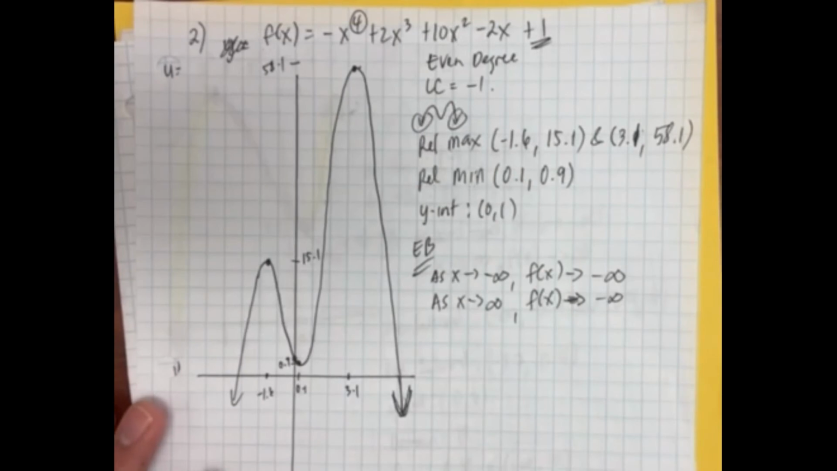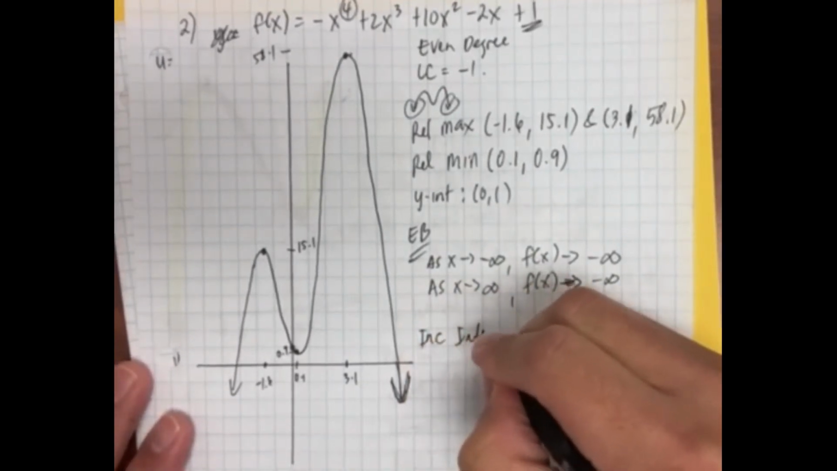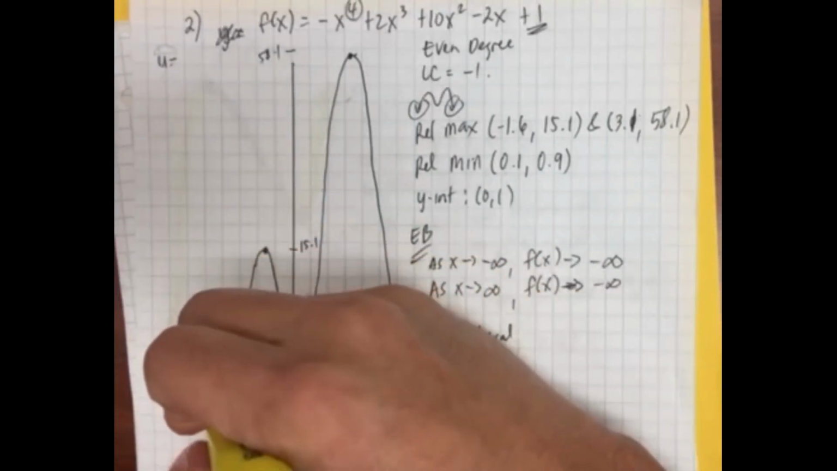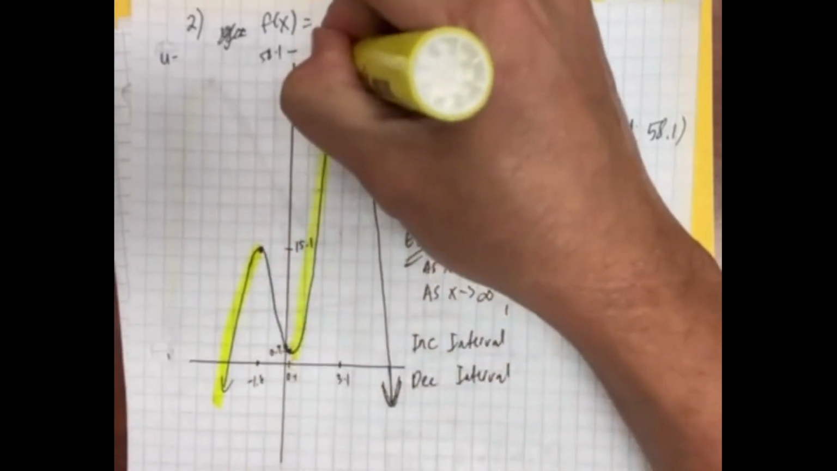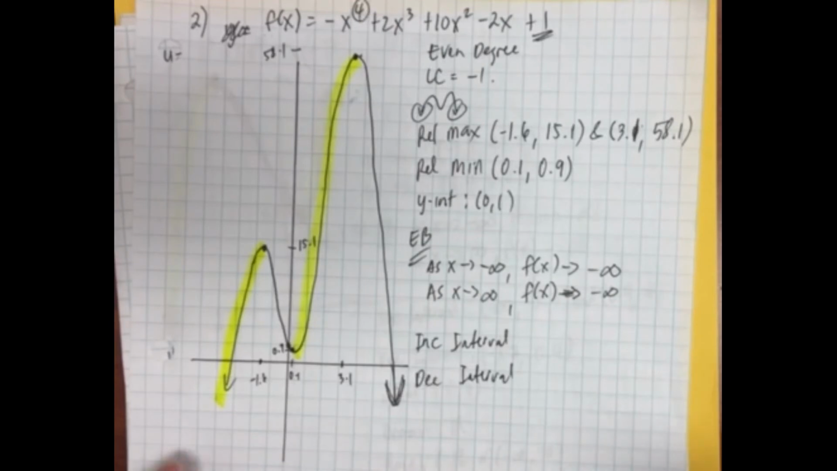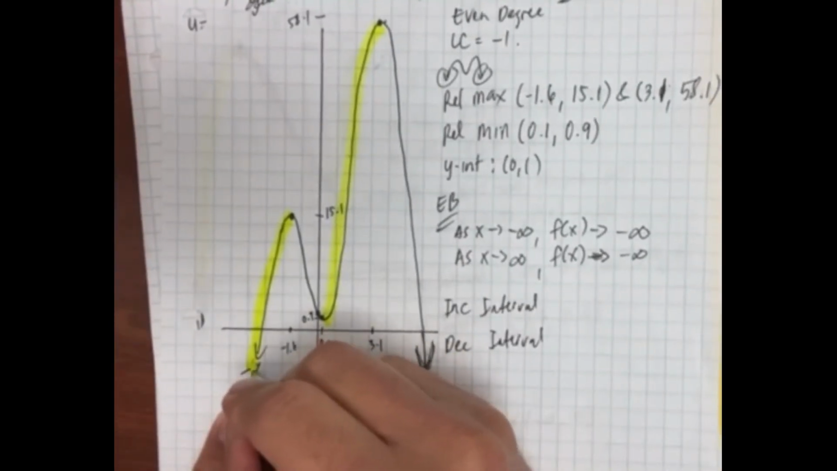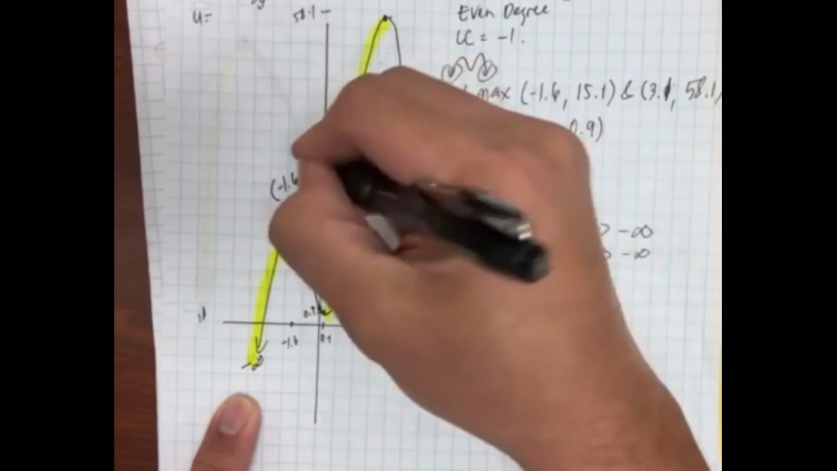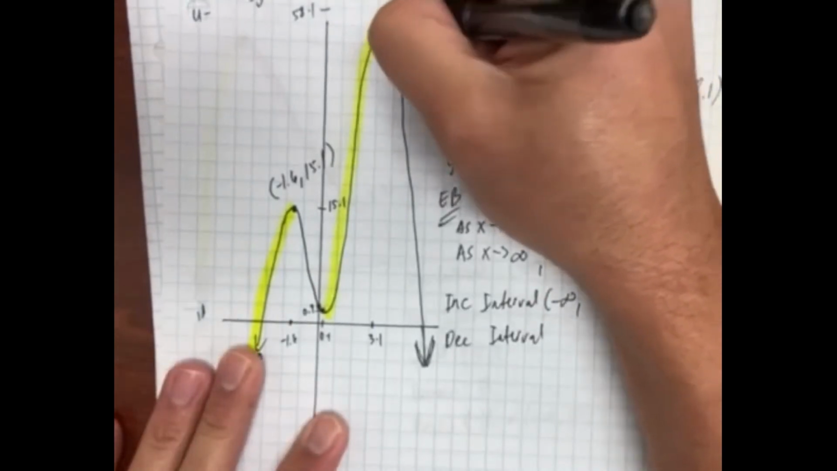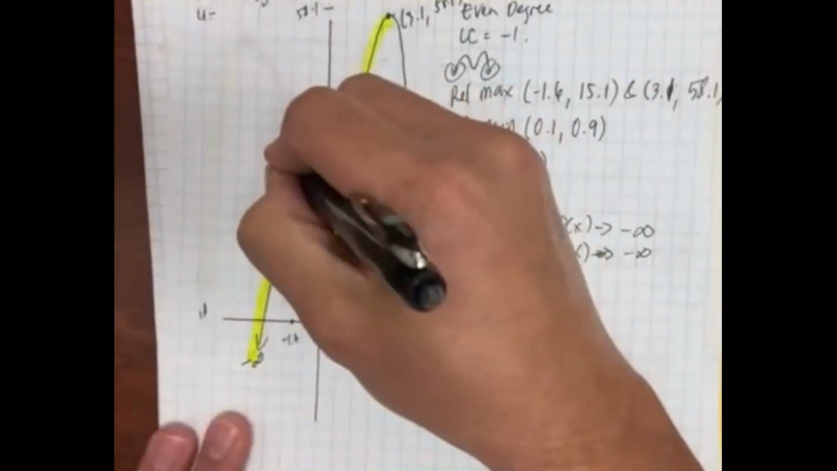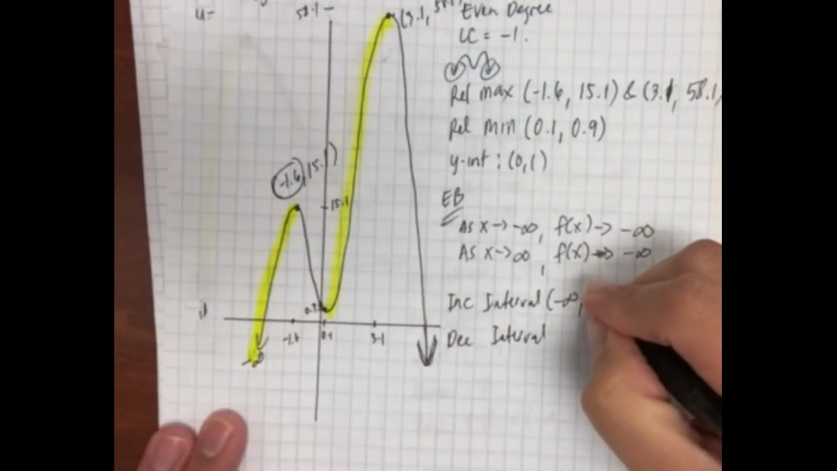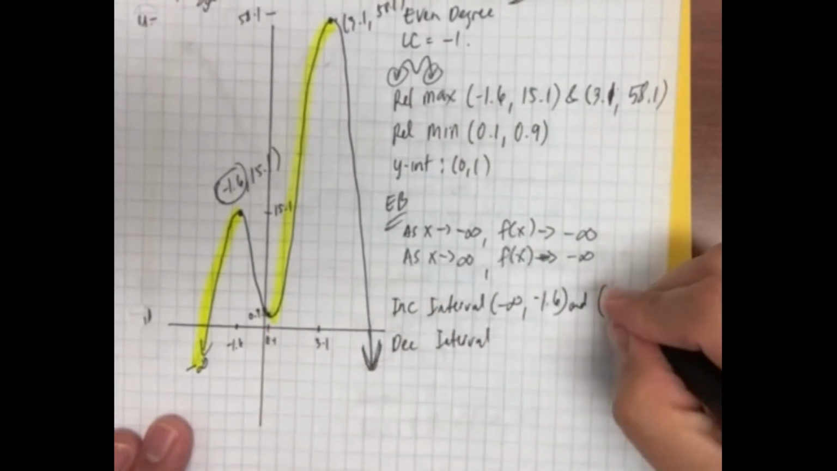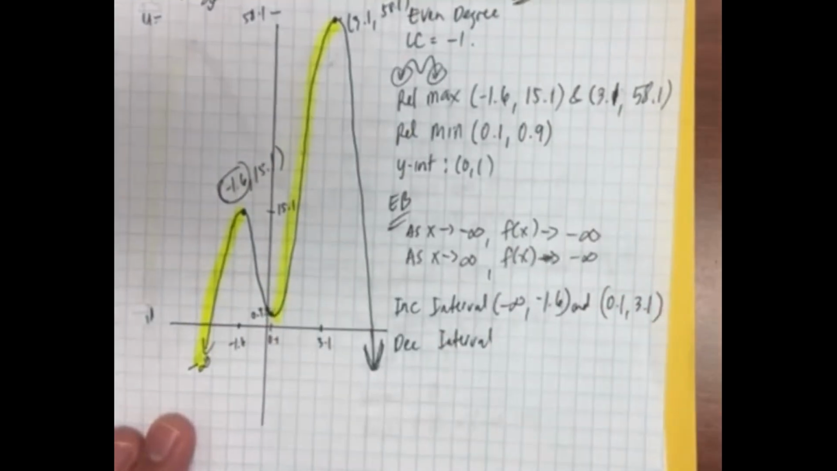Okay? Now, how do we find the increasing interval and decreasing interval here? So again, the parts going up, in the highlighted yellow one and here, those are increasing. It started completely in the negative infinity. So from negative infinity up to the x value. What's the x value here? Remember this point here is negative 1.6, comma 15.1. And this point here is 3.1, comma 58.1. So we only look at the x value. So it starts at negative infinity, goes to negative 1.6, parenthesis, and it starts again at 0.1, going to 3.1. That's where it's going up.